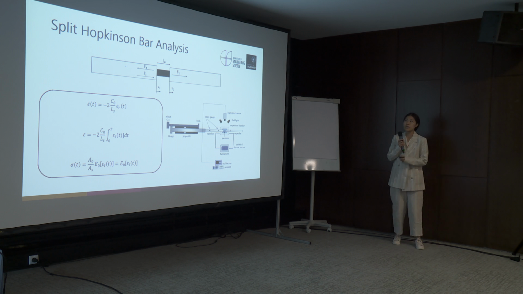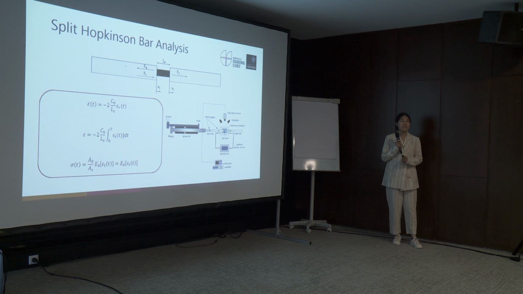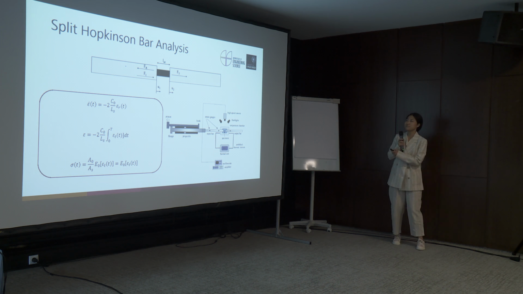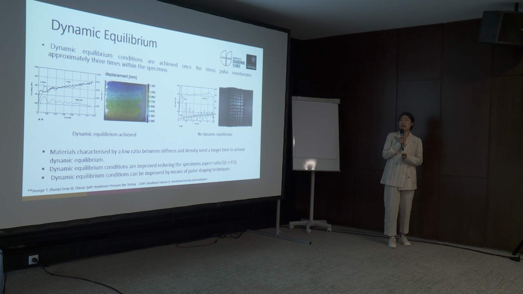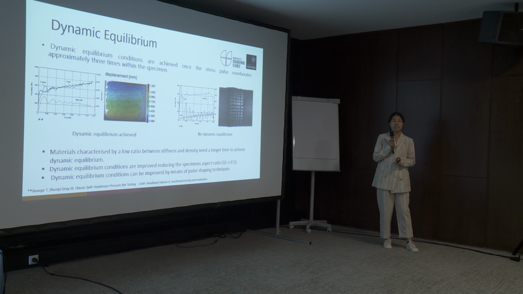For the split Hopkinson bar analysis, I think you may be very familiar with that, and as time is limited, I will skip this part. The dynamic equilibrium conditions are achieved once the stress pulse reverberates approximately 3 times within the specimen. Materials characterized by a low ratio between stiffness and density need a longer time to achieve dynamic equilibrium.